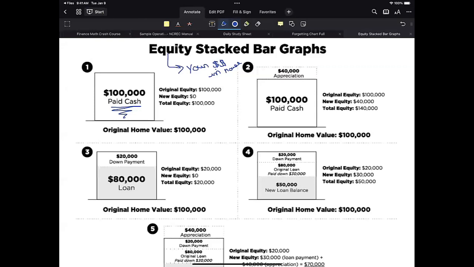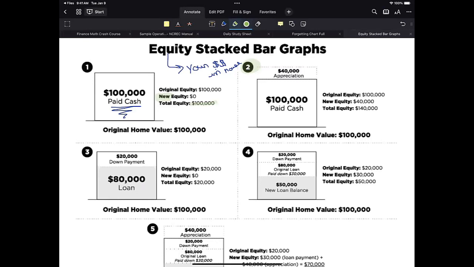Okay. So in that first scenario, scenario number one, if you paid $100,000 cash for a house that's worth $100,000, then your original equity is $100,000. You didn't make any kind of new equity. I mean, it's only been a day. So your total equity is $100,000. I think that's good. That makes sense. Yes, it's pretty self-explanatory. Awesome. Well, let's look at day number 2.